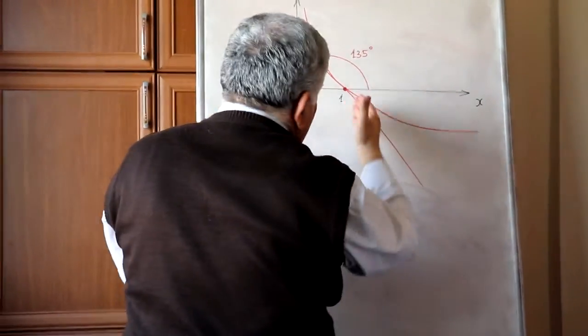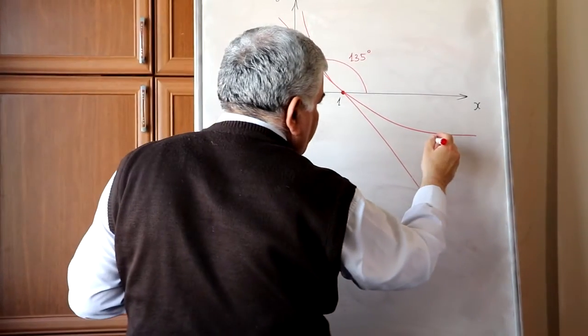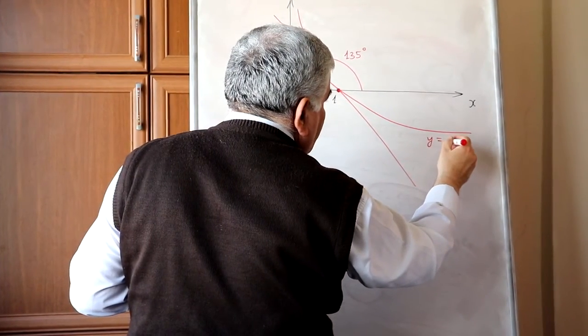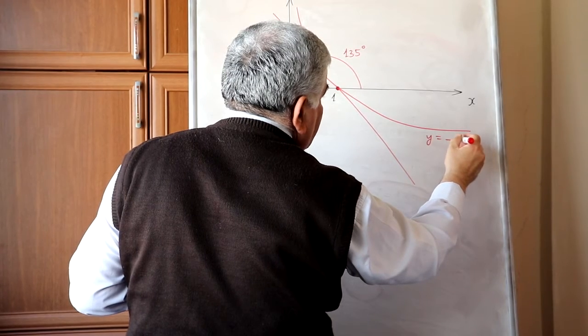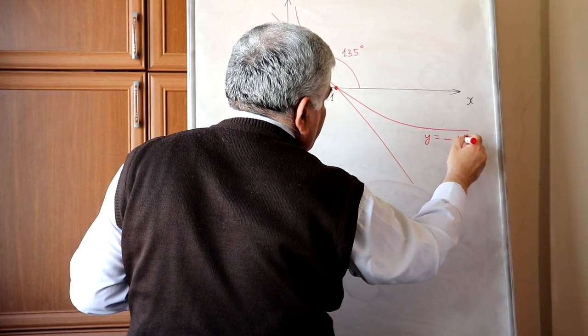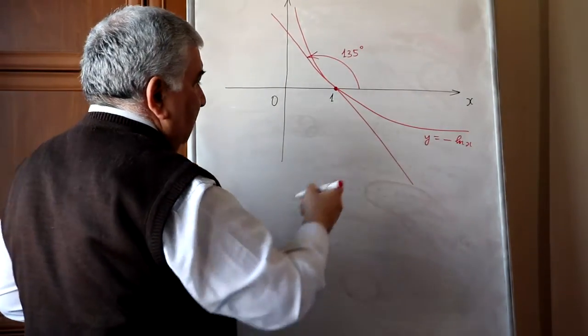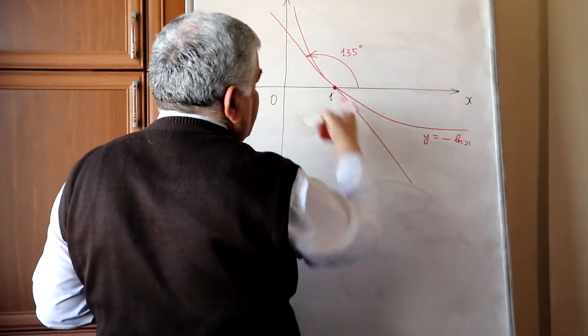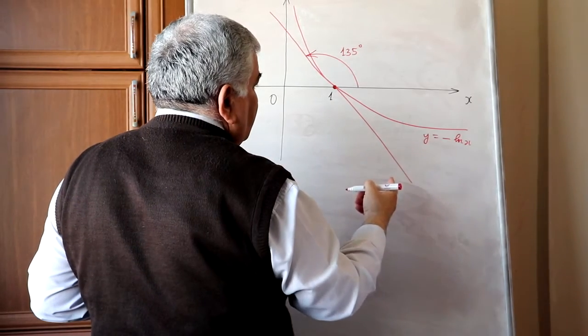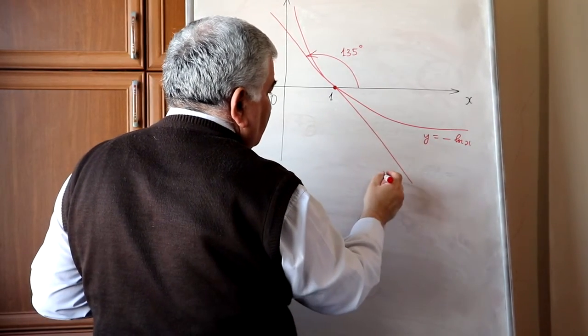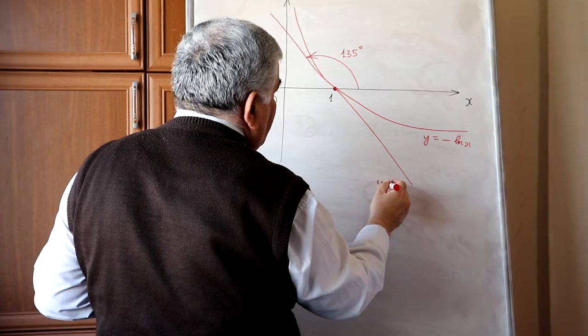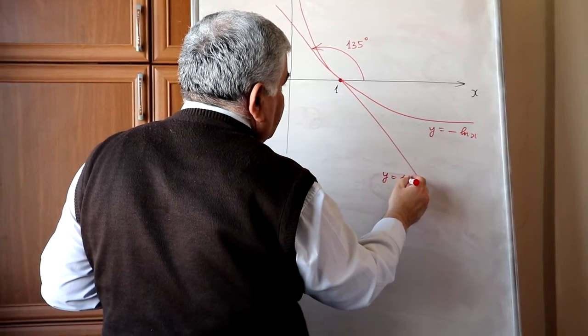It is the graph of our function y equals minus natural logarithm of x, and it is its tangent at the point 1, and its equation is y equals 1 minus x.